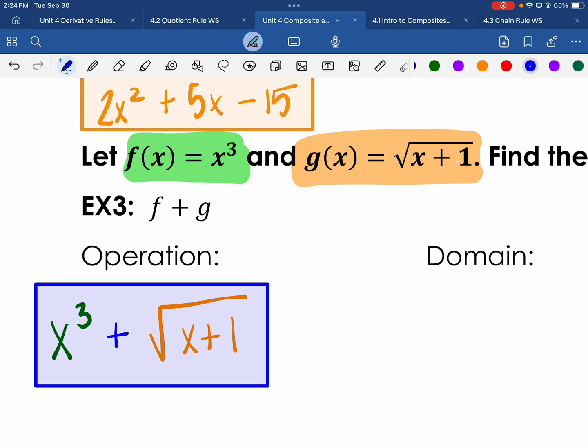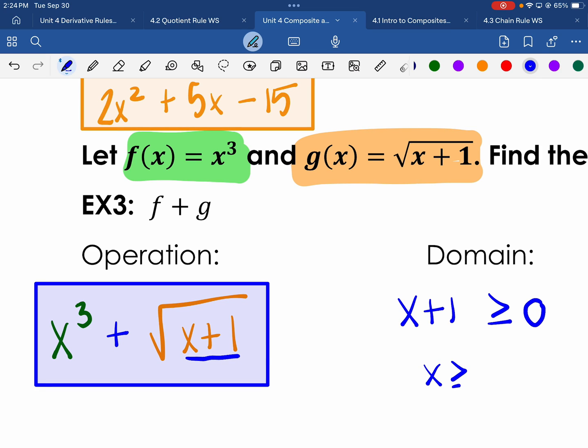So now let's talk about the domain. From our domain rules from the beginning of the year, we are looking for fractions and square roots. What do we have on this one? Square roots. What's the rule for square roots? Greater than or equal to 0. And what has to be greater than or equal to 0? The inside, yeah, which is going to be the x plus 1. So I only care about the inside of the square root for my domain restriction. So my domain is going to be x has to be greater than or equal to -1.